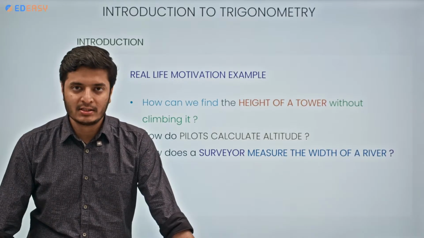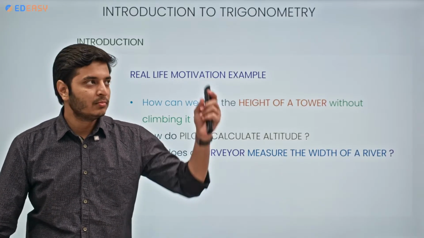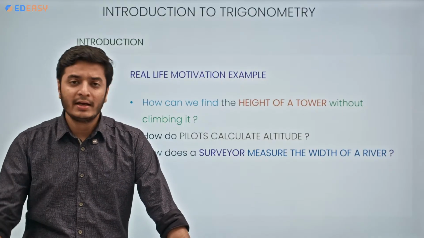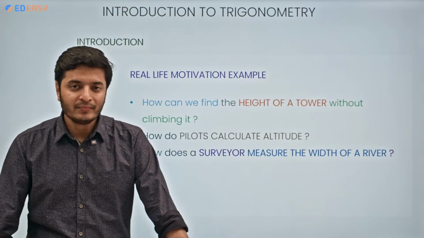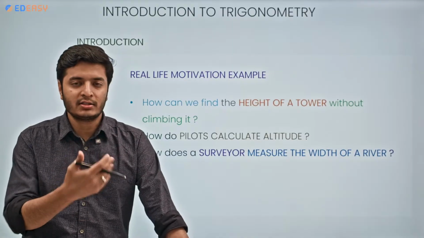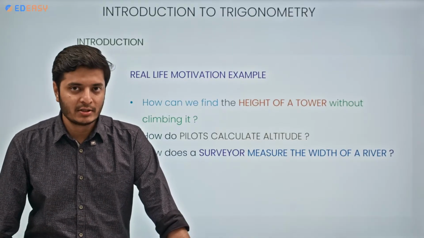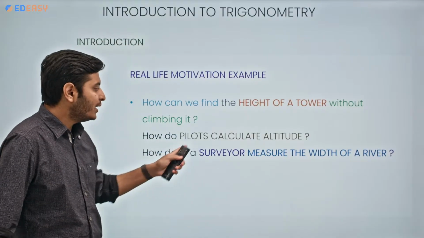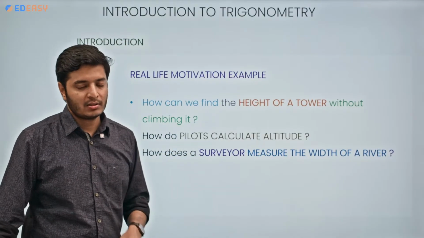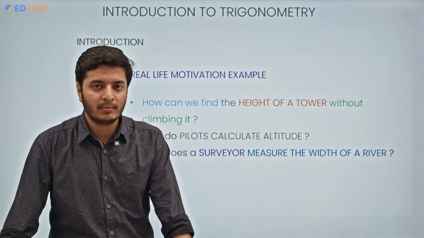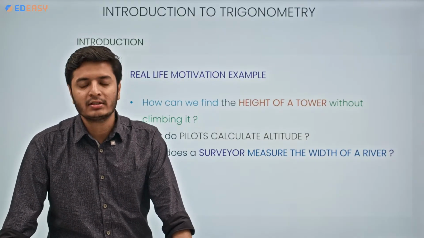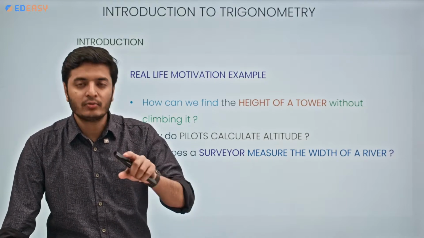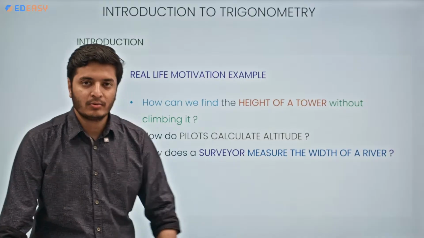You may have seen examples also that some pole is there, it is casting a shadow, one balloon is flying, one kite is flying, and these examples, correct? How can we find the height or distance without physically measuring them? We can use trigonometry there. Then how do pilots calculate altitude? Suppose a pilot is flying a plane or aircraft or anything, then how can they find at what altitude they are at? They can use trigonometry.